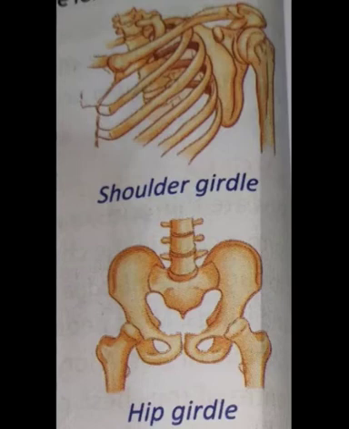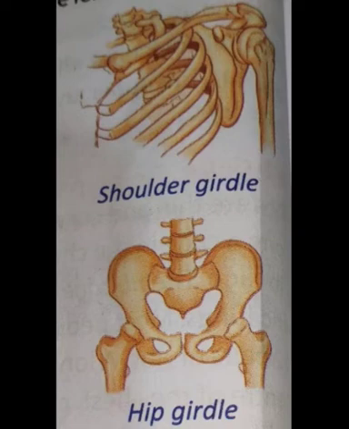Next, let's see girdles. What are girdles? Girdles are ring-like bony structures connecting the skull and the vertebral column to the upper and the lower limbs. The skull and vertebral column were studied in the previous class. There are two girdles present in a human skeleton. What are they? The shoulder girdle and the hip girdle. Look at the picture given. The first picture is a shoulder girdle and the second picture is a hip girdle.